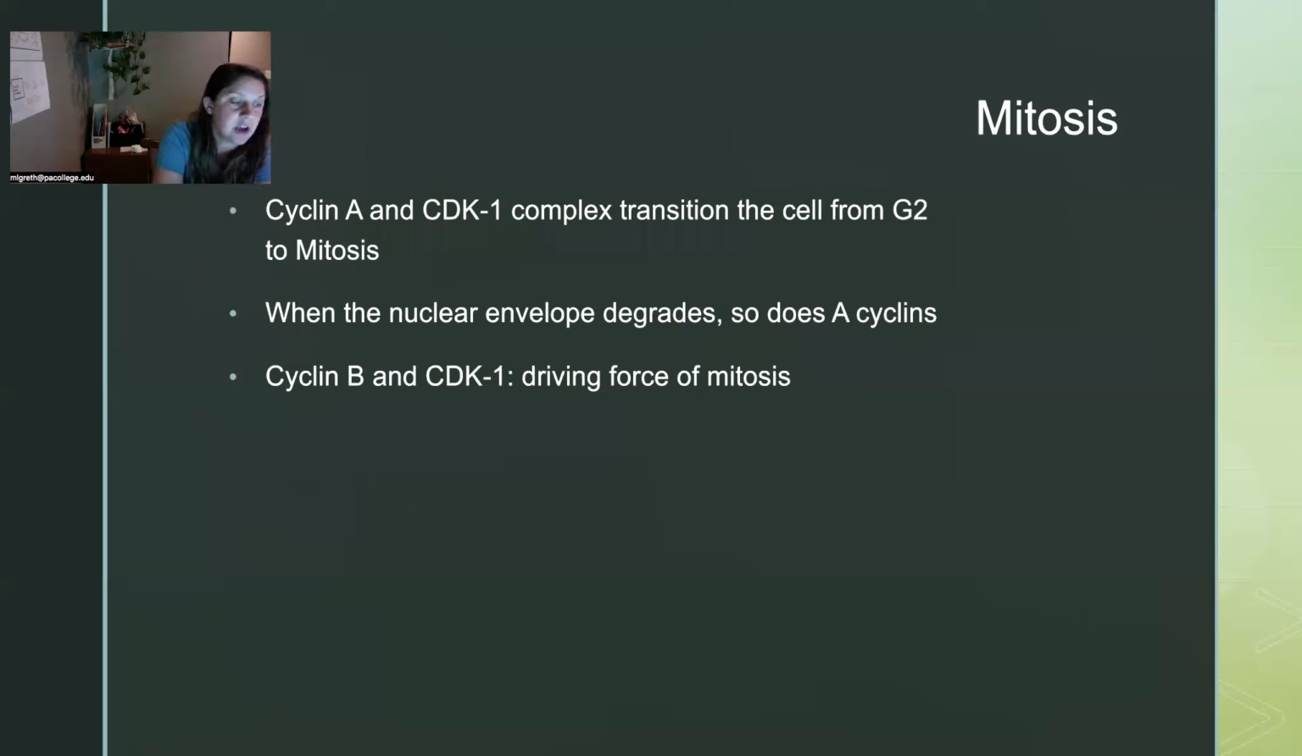The next stage after this would be mitosis. Cyclin A and CDK1 complex will transition the cell from G2 into mitosis. When the nuclear envelope degrades, so then do the A cyclins. Cyclin B and the CDK1 are then the driving forces of mitosis.